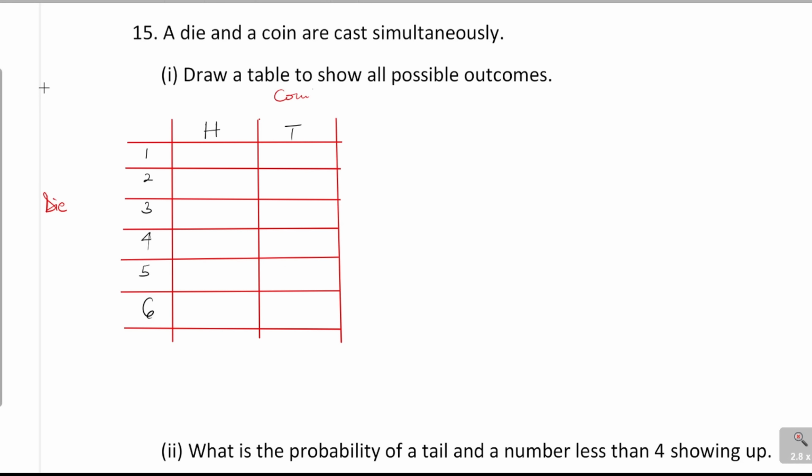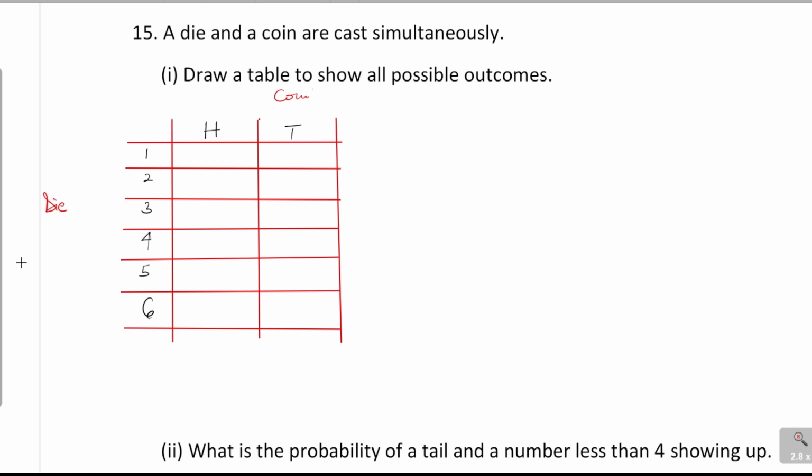Question 15. A die and a coin are cast simultaneously. Part 1. Draw a table to show all the possible outcomes. You're supposed to show on a probability space all the outcomes when a die and a coin are cast. A coin has 2 faces, the head and the tail. So those are the outcomes. I've drawn the diagram there to show all the outcomes.